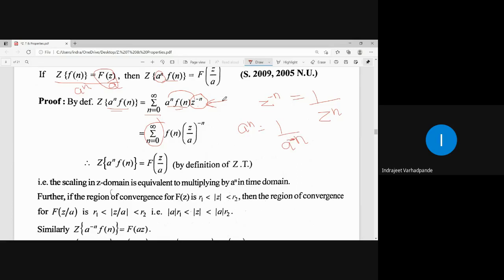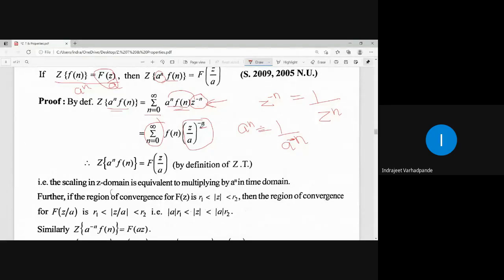And for negative index, this a to the power n positive index can be converted to negative by shifting it to the denominator. So either you convert z to the power minus n as z to the power n, or you convert a to the power n as a to the power minus n by taking it in the denominator. So f of n multiplied by z by a to the power minus n.